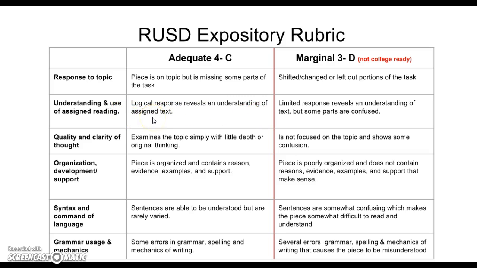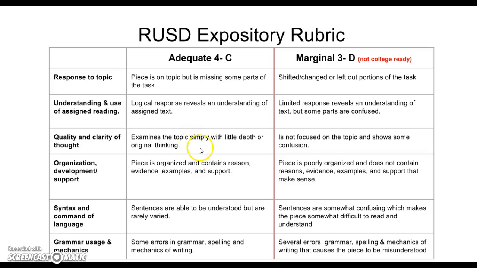Understanding and use of assigned reading. A logical response reveals an understanding of the assigned text. If you got a 4, we could see that you understood what you're supposed to do, but you may have struggled to demonstrate that understanding. If you had a 3, it was a limited response. It reveals an understanding of the text, but some parts are confused. So maybe you had an idea of what you're supposed to be talking about, but you kind of rambled on, which caused it to be confusing.